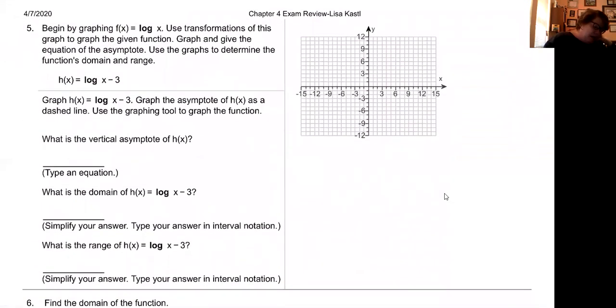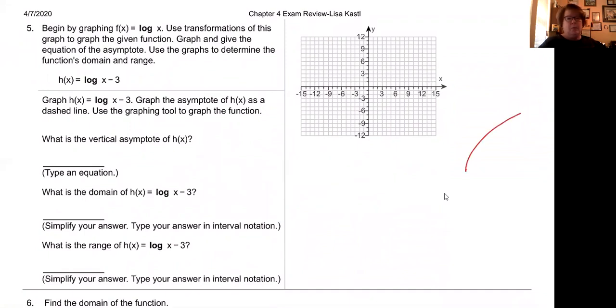All right, problem 5. Begin by graphing f of x equals log x. Use transformations of this graph to graph the given function. Graph and give the equation of the asymptote. Use the graph to determine the function's domain and range. So now we're going to graph a logarithmic function. And a logarithmic function has this shape that looks like this. Let me draw it over here to the side.